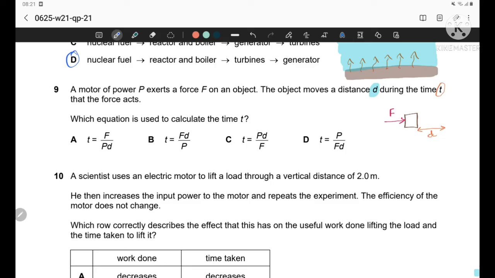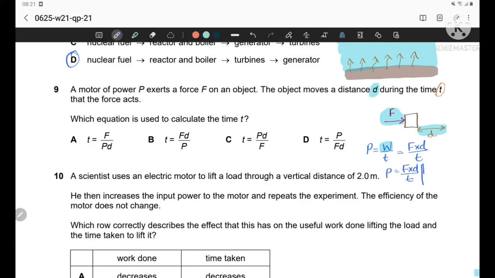Here we can start with the equation of power. Power is the rate of doing work, or work done over time. What is the equation of work done? Work done is nothing but force times distance. So the same equation we can rewrite, instead of work done, force times distance over time. So now we have an equation: power is equal to force times distance over time.